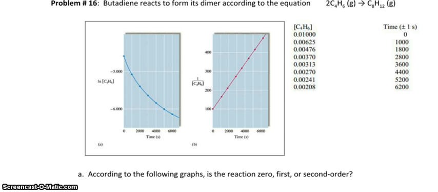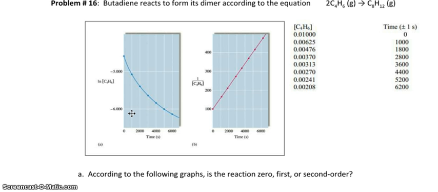So problem 16, we're talking about butadiene reacts to form its dimer according to the equation. There you go. They gave you a couple graphs and they gave you the data. So it says according to the following graph, so we're looking at these two. Is the reaction zero, first, or second order?